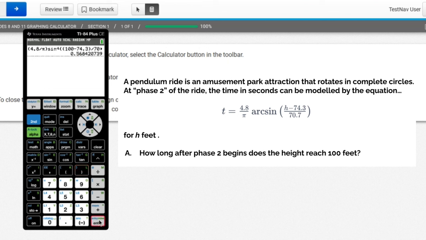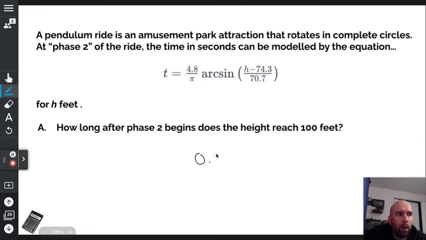What do we get? We get 0.5684, so we'll say 0.568 seconds, not long at all. 0.568 seconds. Didn't take long at all.